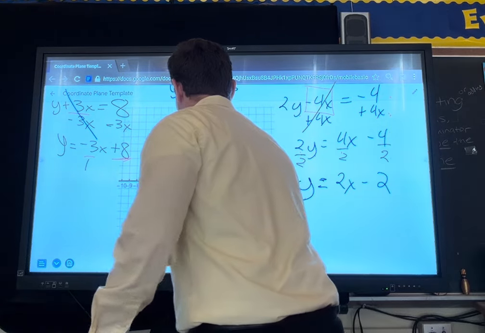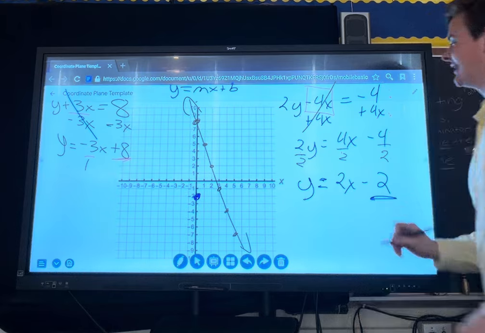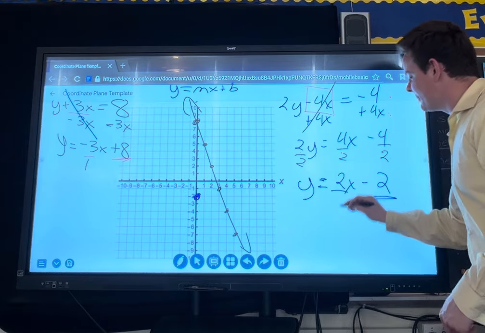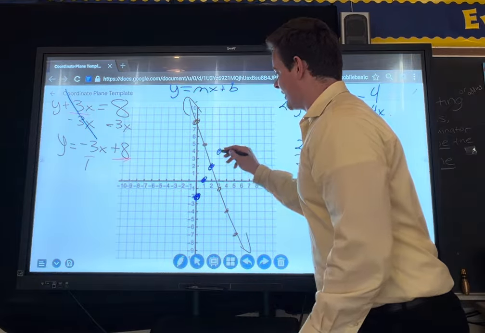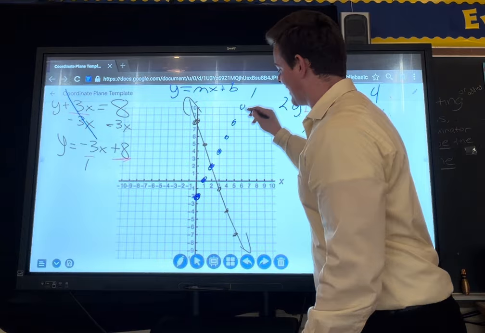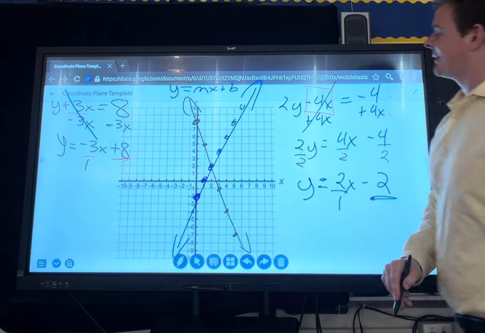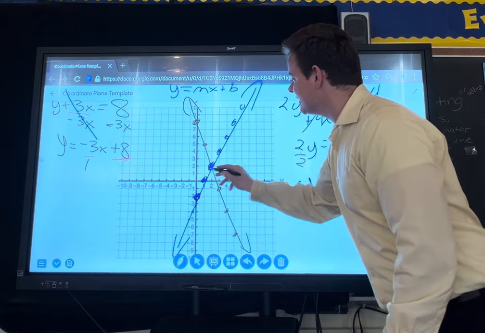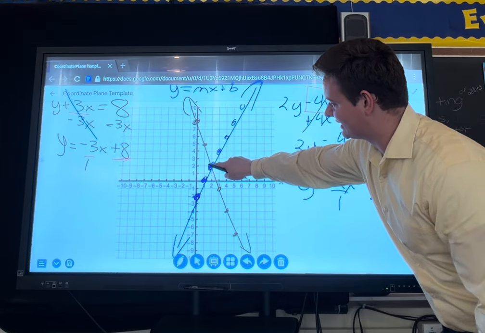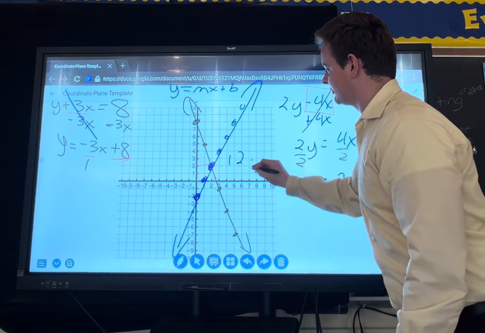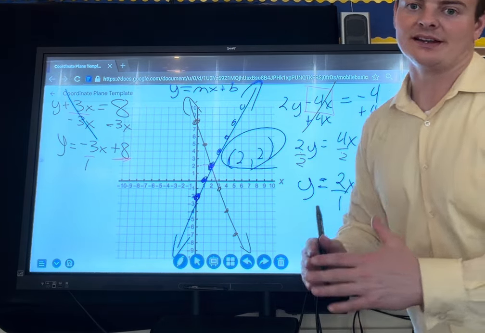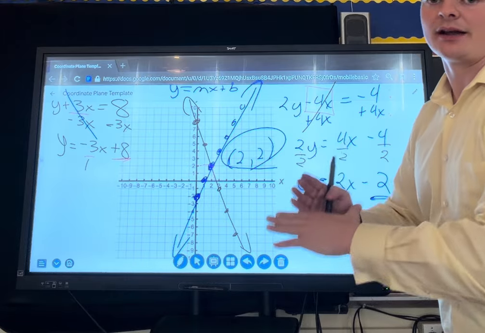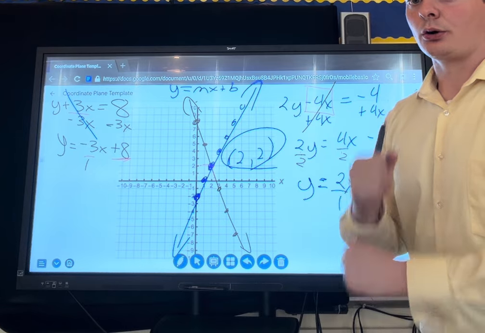I start at negative 2, because that's my number at the end, and I follow my slope, which is up 2 over 1. Up 2 over 1. And I keep going, up 2 boxes over 1. Connect my dots, and I see they cross right here, which is the point x is 2, y is 2. So 2, 2 is my coordinate, my solution, the spot where they cross. Hope that makes sense.